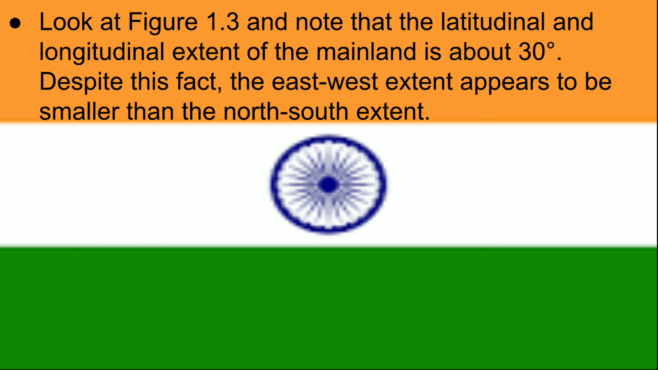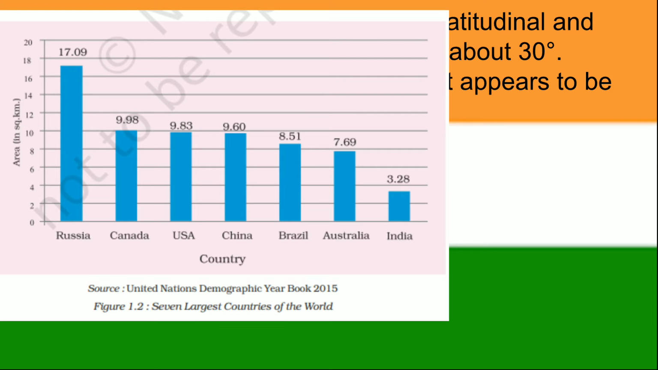Look at figure 1.3 and note that the latitudinal and longitudinal extent of the mainland is about 30 degrees. Despite this fact, the east-west extent appears to be smaller than the north-south extent. You can look at the figure 1.2.